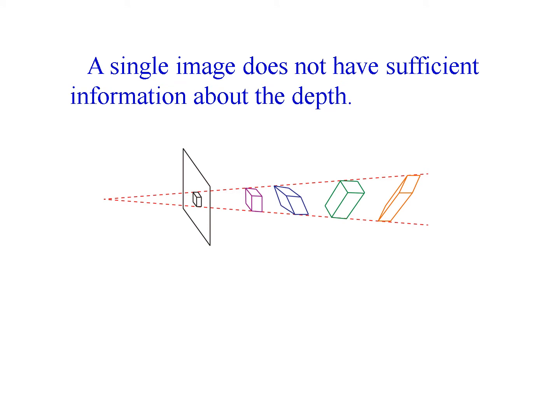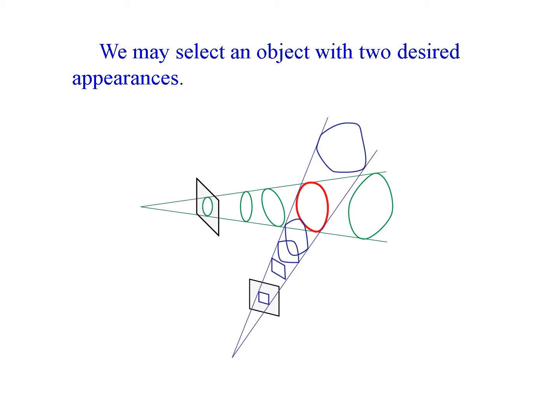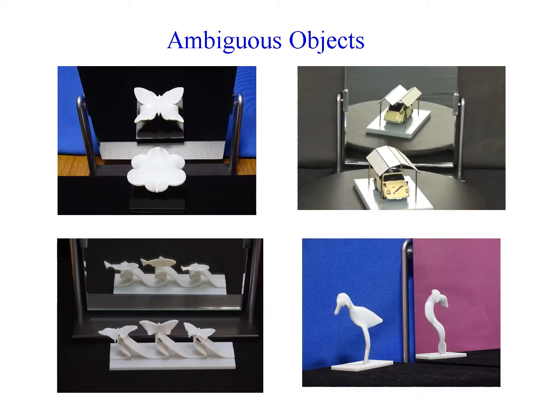Now let us move to a third class of impossible objects. A single image does not have sufficient information about the depth, and hence we have large freedom in choosing the associated 3D object. This in turn means that we can specify two desired appearances from two special viewpoints. For example, we want an object to appear a flower from the first viewpoint and to appear a butterfly from the second viewpoint. And we can actually construct such object.